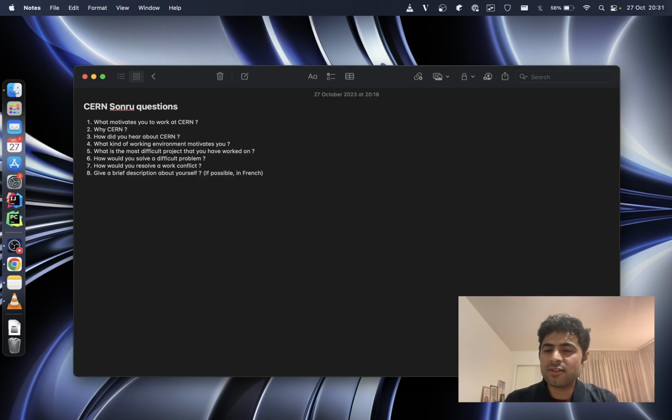So in my time, this was done in SONRU. I have now asked some other people who have given this test recently, and CERN is no longer using SONRU, but they're using a different service, but the overall process is still the same. They're still using a third-party service which asynchronously asks questions. The question flashes on your screen and you have to answer.